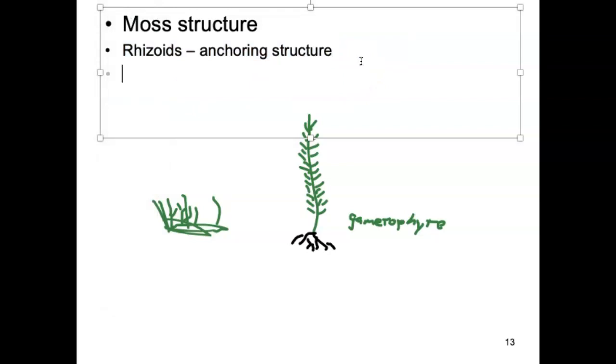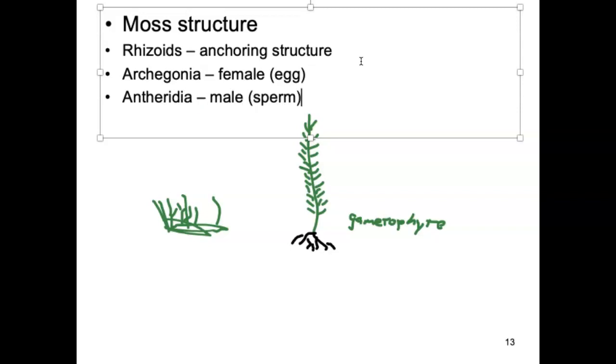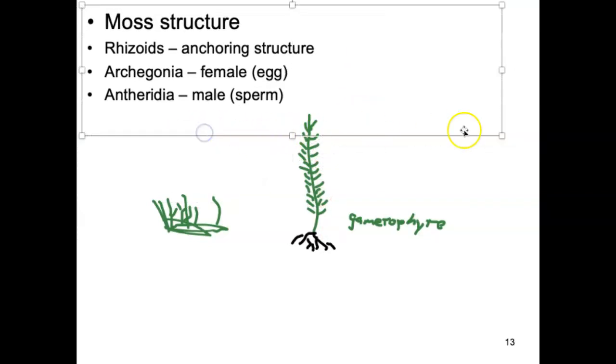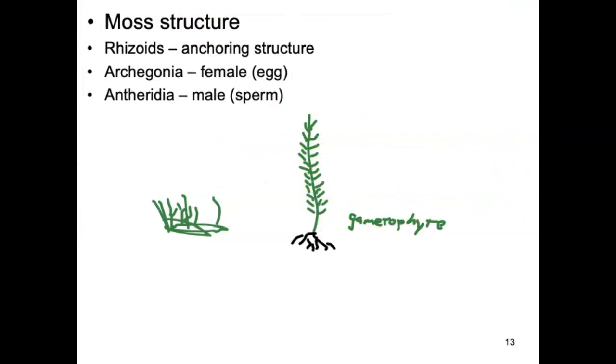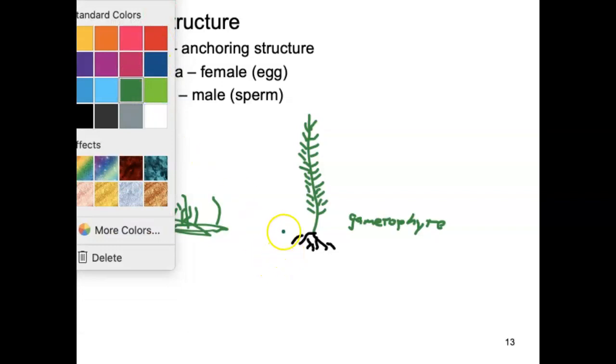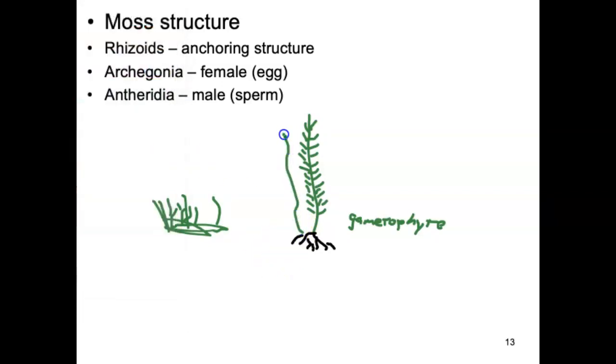When moss goes to reproduce, the Archegonia is going to be the female structure. She will make an egg. The Antheridia, the male structure, will make the sperm. Now, what we'll see is that on the top of a moss, I gotta get my pen back out. There's going to be the Archegonia and the Antheridia.